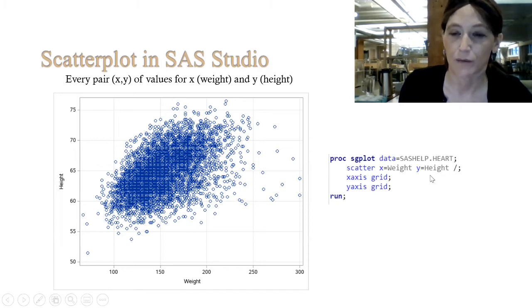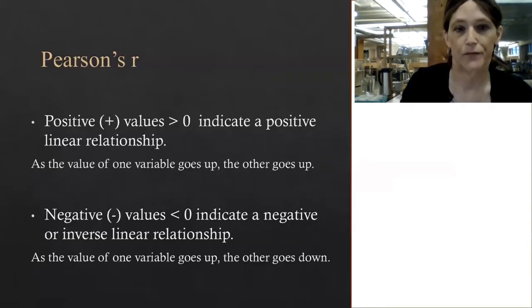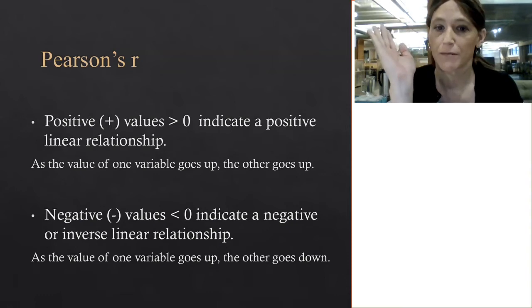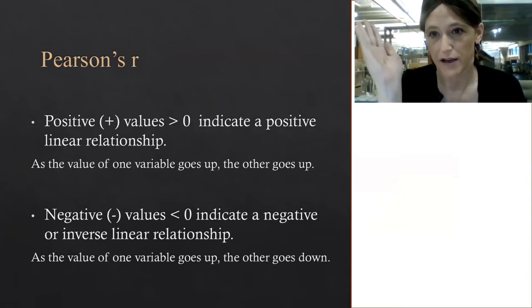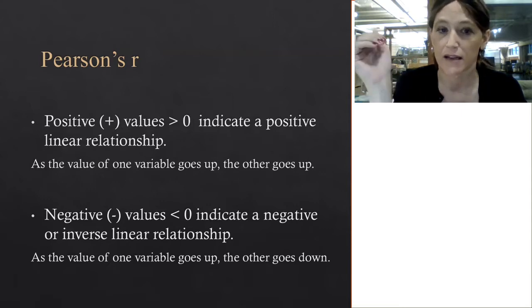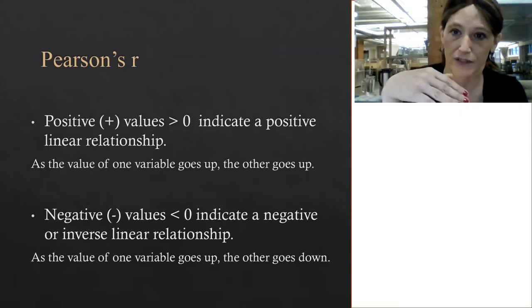And conceptually as well, when we do correlation analysis, we're not really looking for causality, we're just looking for associations between two variables. So a positive value for Pearson's R, greater than 0, indicates a positive linear relationship. As the value of one variable goes up, the other goes up, just like we saw with height and weight. That would be considered a positive relationship. A negative relationship, where Pearson's R would be calculated as less than 0, indicates a negative or inverse relationship.